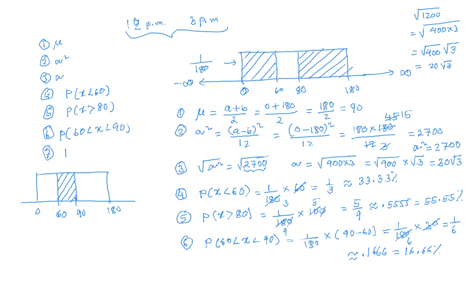Now let me add one more. What is the probability that someone waits exactly 90 minutes? So number 7, find the probability that someone waits exactly 90 minutes. What would that be? 0. This is a single point, so the probability is 0.